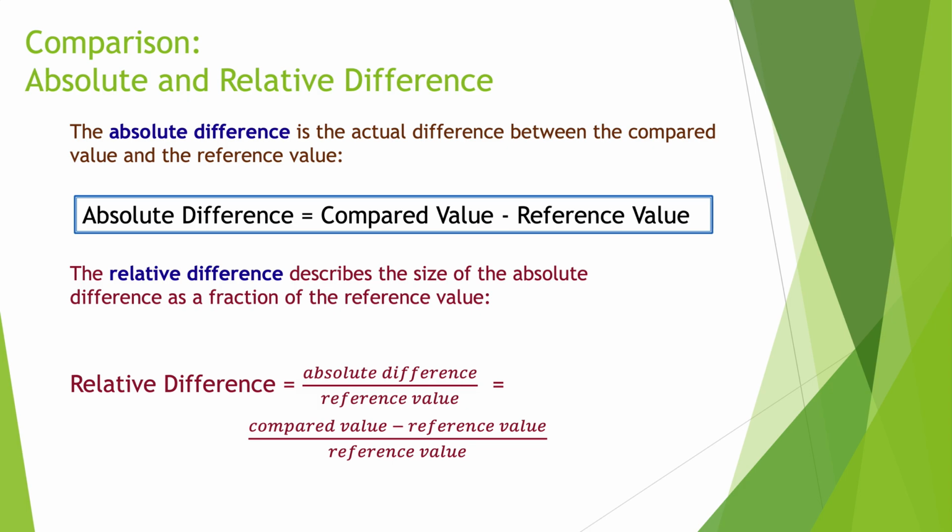The absolute difference is the actual difference between a compared value and a particular reference value. The relative difference describes the size of the absolute difference as a fraction of the reference value. A really good idea of where this could come into play.